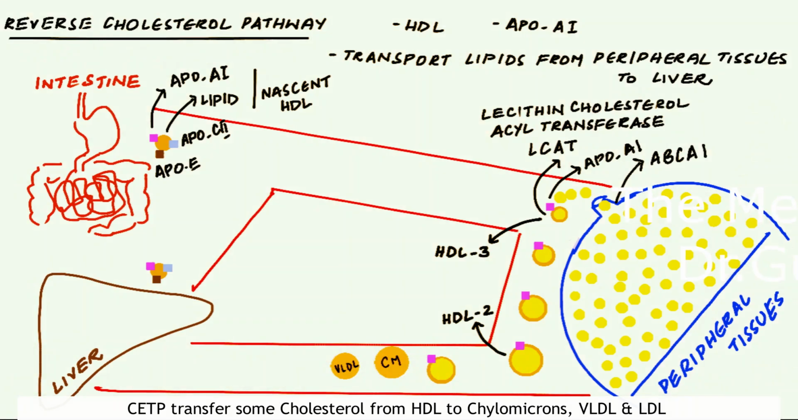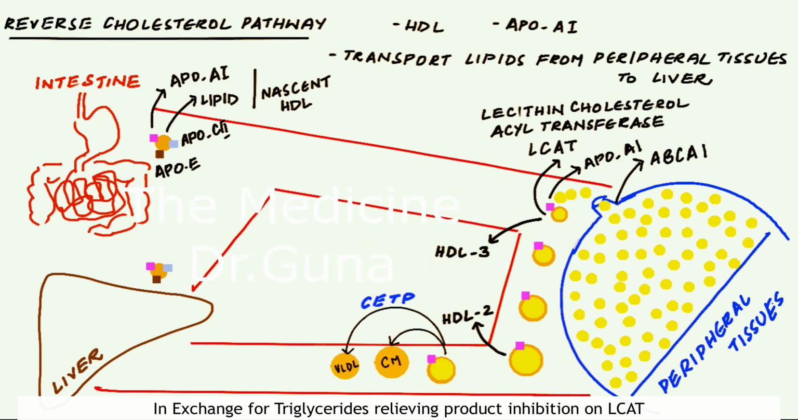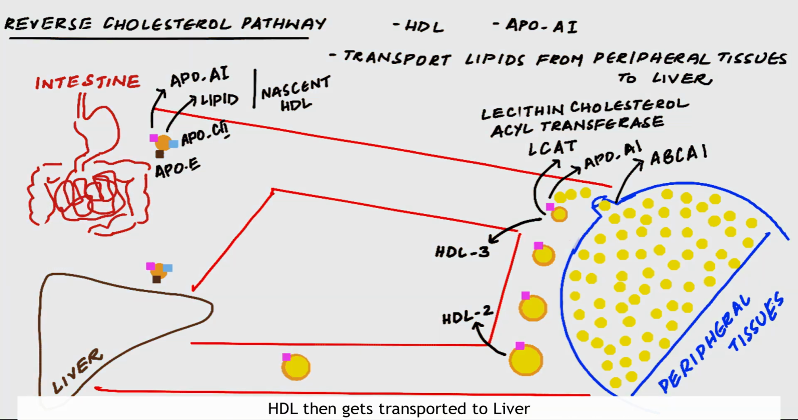CETP, cholesterol ester transfer protein, transfers some cholesterol from HDL to chylomicrons, VLDL and LDL in exchange for triglycerides, relieving the product inhibition on LCAT so that it can take a lot of cholesterol. HDL then gets transported to liver.